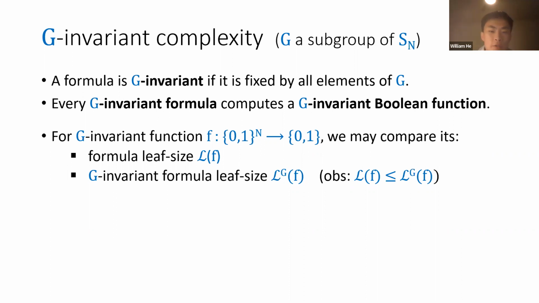So for a G-invariant function f, we can ask the question of, what's the smallest formula computing f? And the size of that smallest formula we'll denote L of f. And we can also ask what's the smallest G-invariant formula computing f. And we'll denote the size of that formula by LG of f. And we'll observe that L of f is always at most LG of f, because any G-invariant formula for f is also just a formula for f.